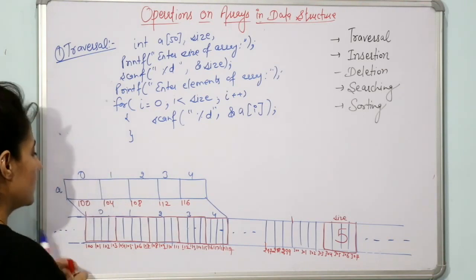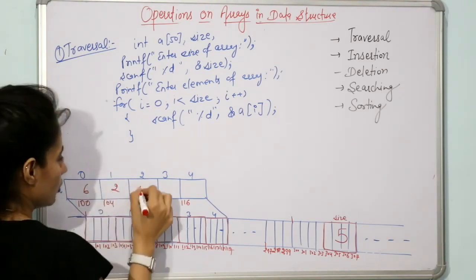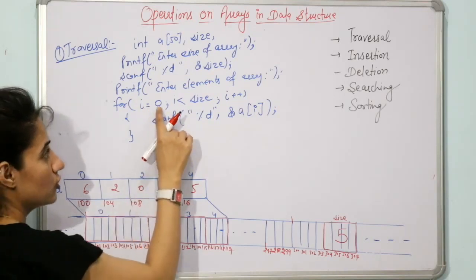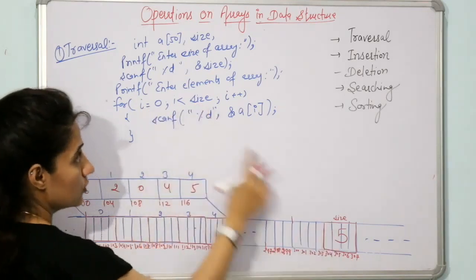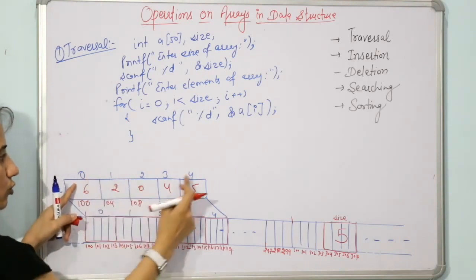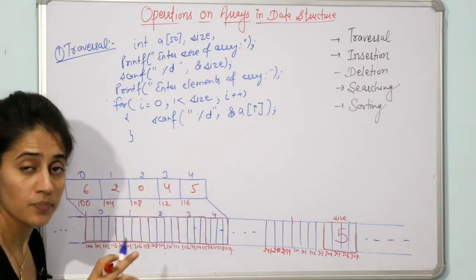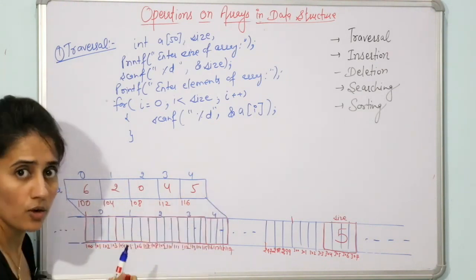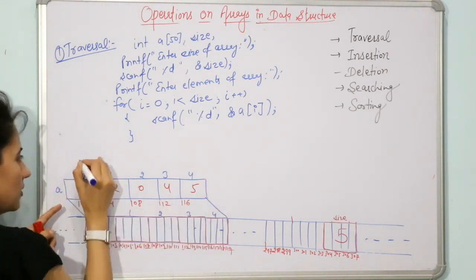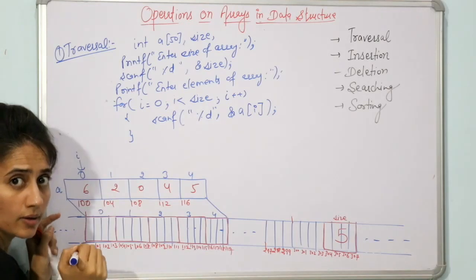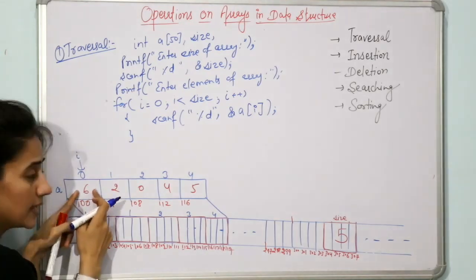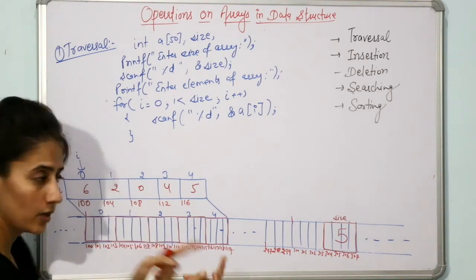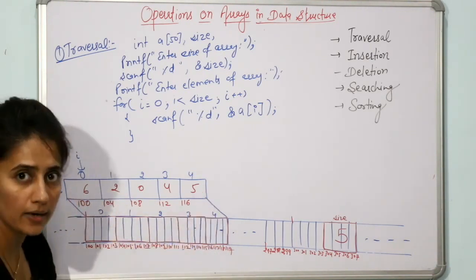Suppose user has inserted the values 6, 2, 0, 4 and 5, because the loop would start from 0 to 4, as size is 5. So that is why from 0 to 4 the array would be populated. Now how is this array to be traversed? Now we are going to start a loop again from here. We are going to access each element and print it. Output should be, you are going to print the array. What are the elements in there? You are going to print that.